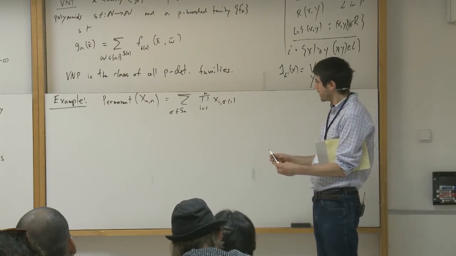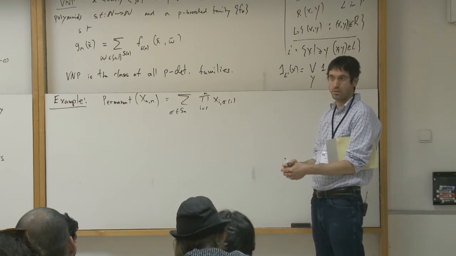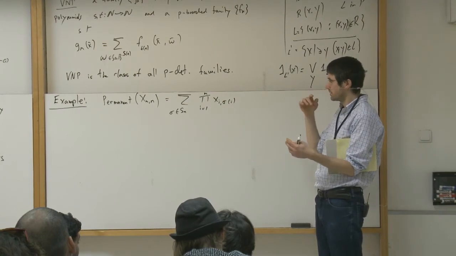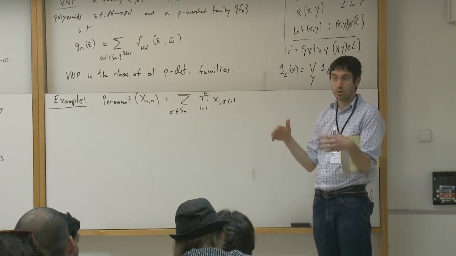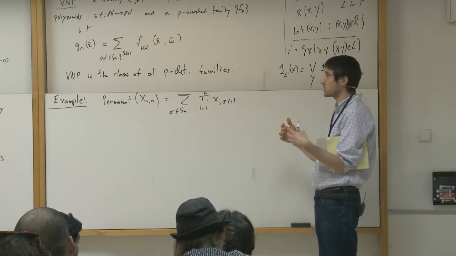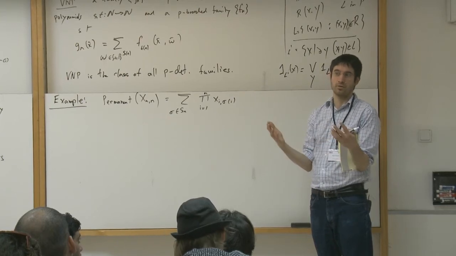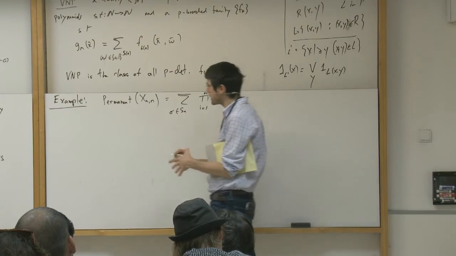And the permanent, I'll show you how to compute it as a VNP polynomial. We don't know whether it's in P. We believe it's not in P. And we'll later define reductions between families of polynomials. We will show that under those reductions, the permanent is actually VNP complete. Okay, so that's the, say, analog of 3-SAT or something like that. Okay, so what is the circuit for the permanent?